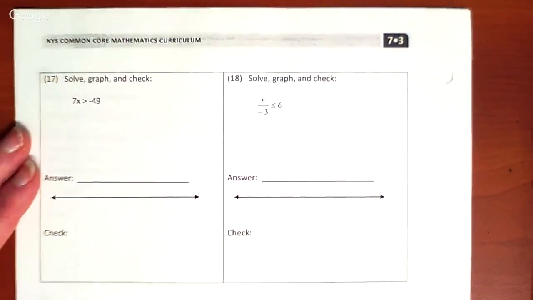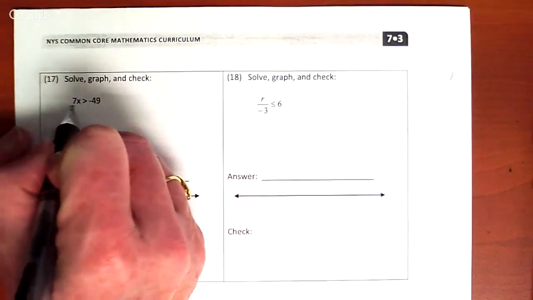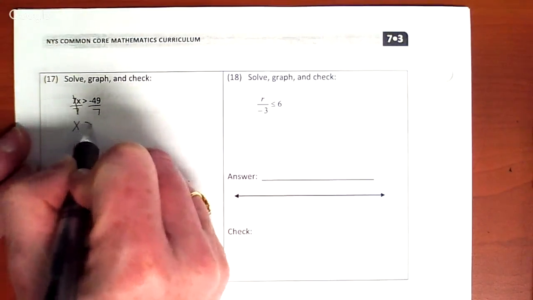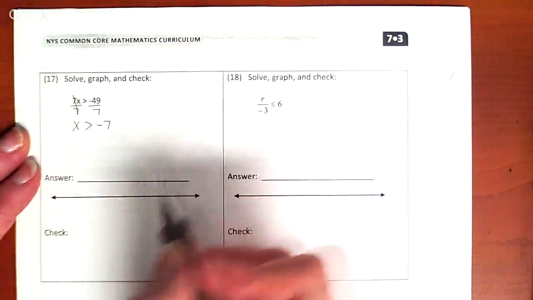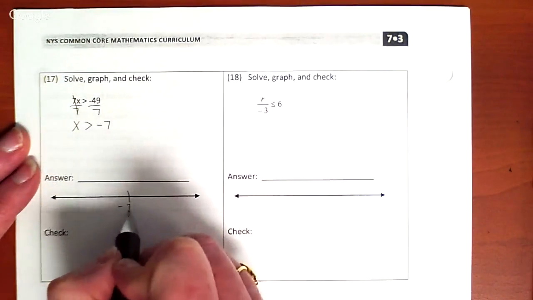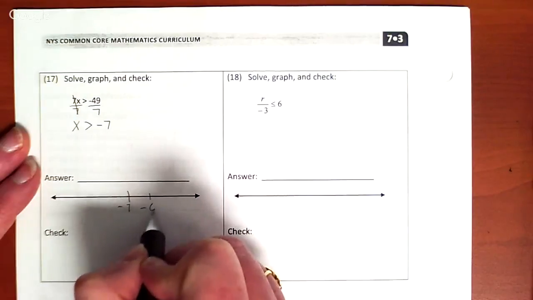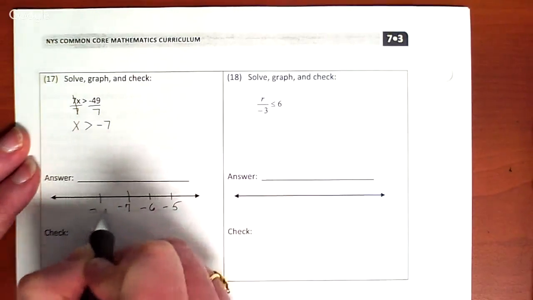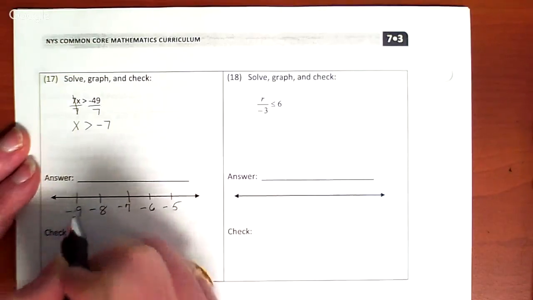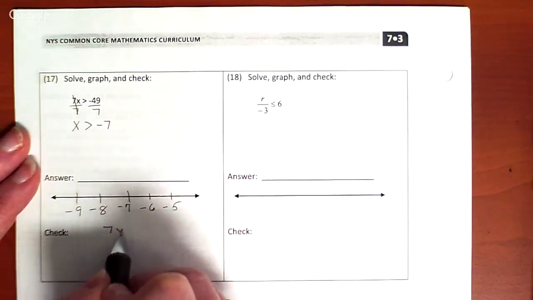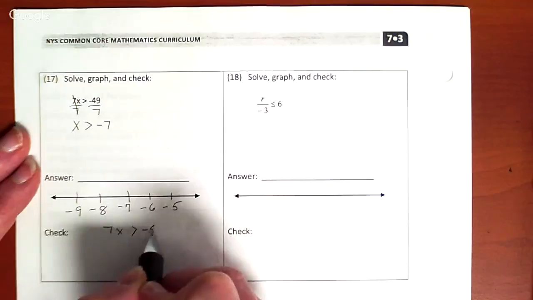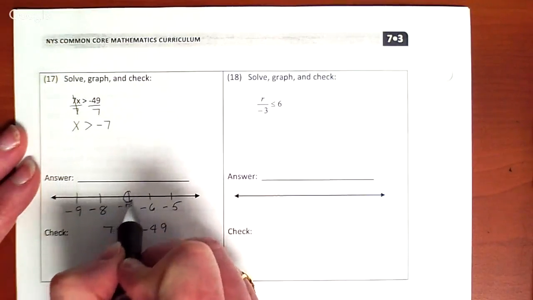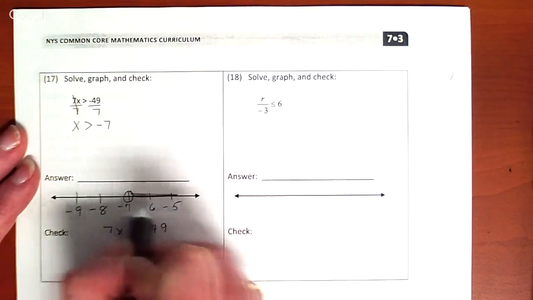So now we have, let's divide 7 to both sides. So we have x is greater than negative 7. So we have negative 7, negative 6, negative 5, negative 8, negative 9. So we have 7x is greater than negative 49. So we're going to put a circle, and we are going to shade to the right.